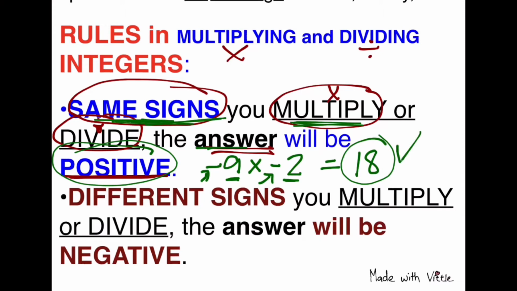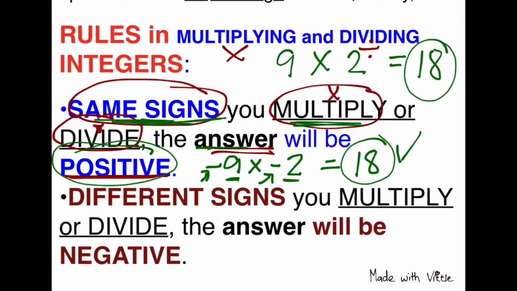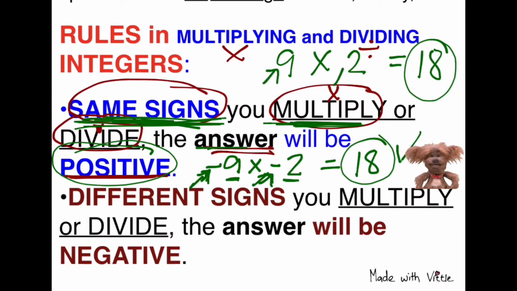Let's have another example. For example, I have 9 times 2. And they are the same signs because they are both positive. Therefore, your final answer is still positive 18 because you are multiplying two integers of the same signs. As long as they're the same signs, whether they're both negative or both positive, the answer will always be positive.